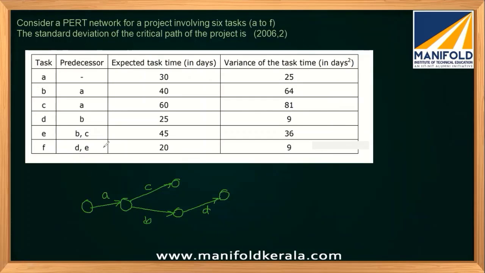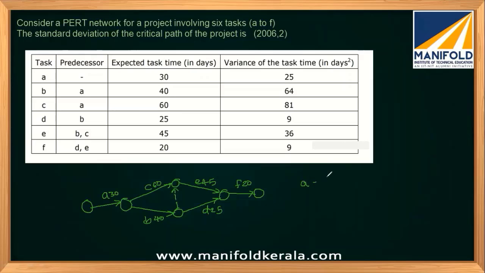So this is also a merging event, and this E also should be started from a merging event. So I can draw a dummy here. This is my dummy, and this is my E, and from there F starts. The duration of A is 30, B is 40, C is 60, D 25, E 45, and F 20. Now list down all the possible paths.